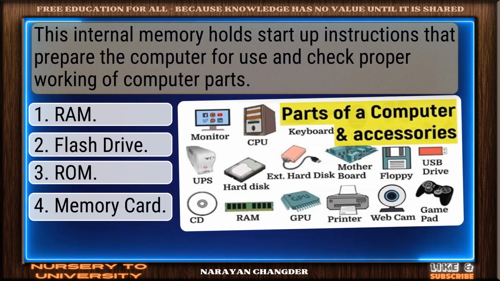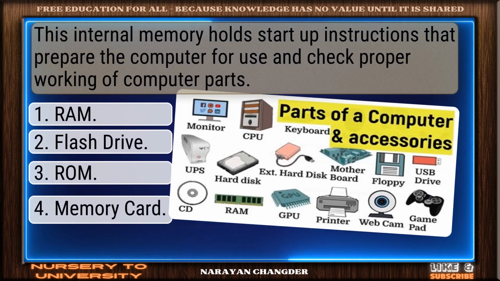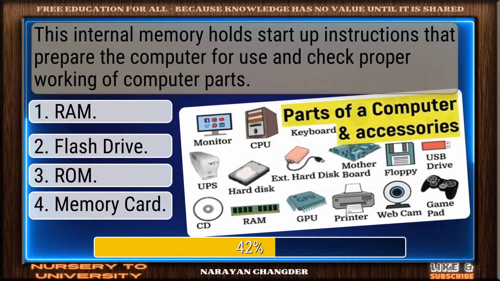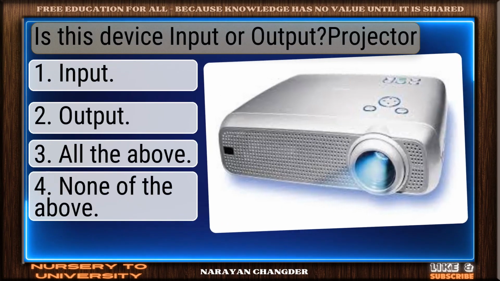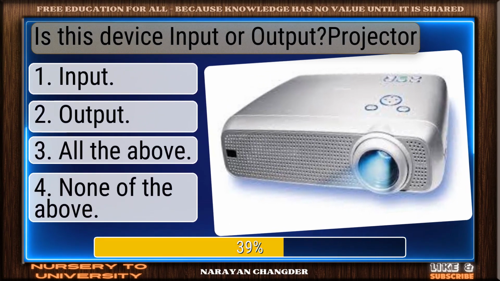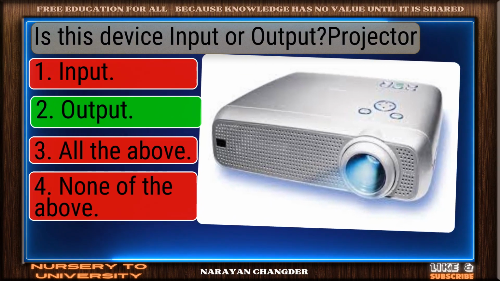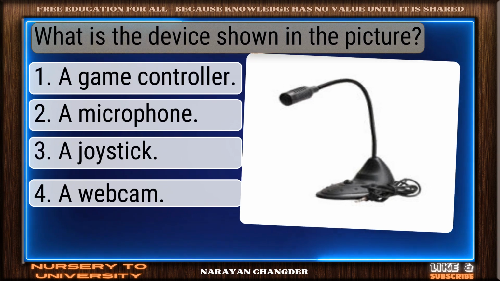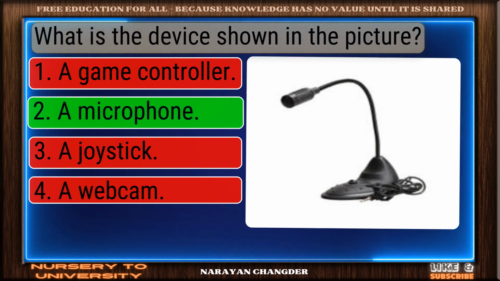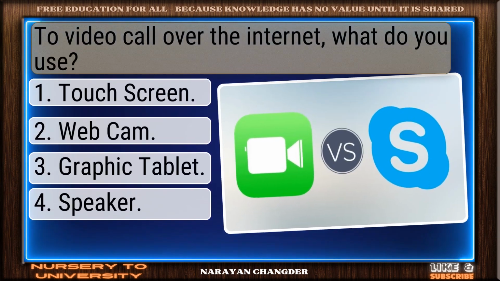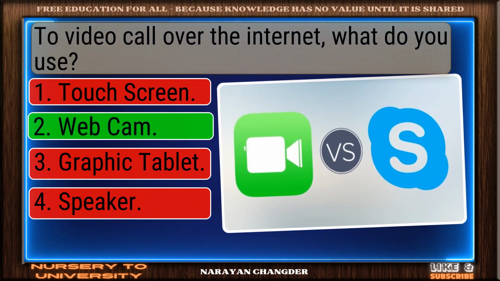This internal memory holds startup instructions that prepare the computer for use and check proper working of computer parts. Nice work. You chose ROM and it is correct. Is this device input or output? Projector. Output is the correct choice. What is the device shown in the picture? Right again. A microphone is a valid answer. To video call over the internet, what do you use? Correct. Webcam is the right answer.